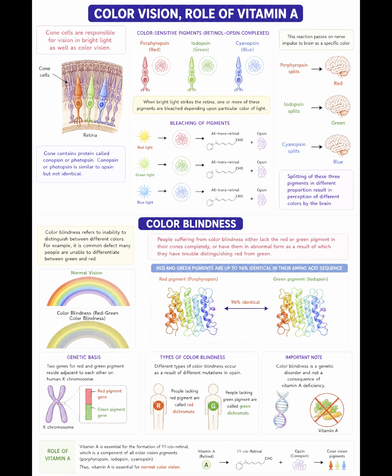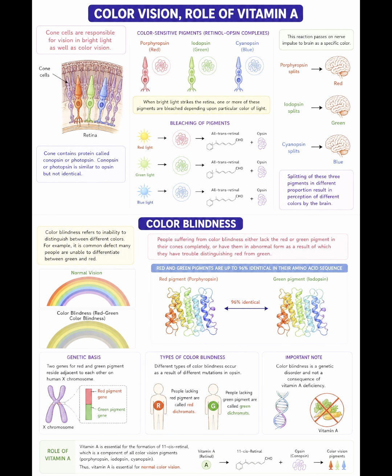So next is color blindness. Color blindness refers to inability to distinguish between different colors. For example, it is a common defect. Many people are unable to differentiate between red and green. People suffering from color blindness either lack the red or green pigment in their cones completely or have them in abnormal forms, as a result of which they have trouble distinguishing red from green.